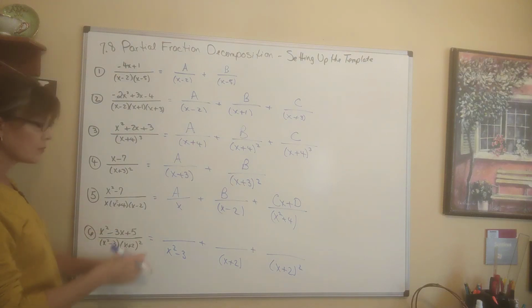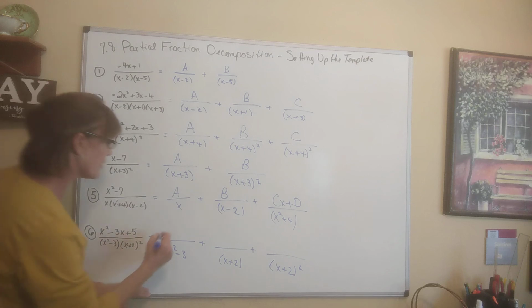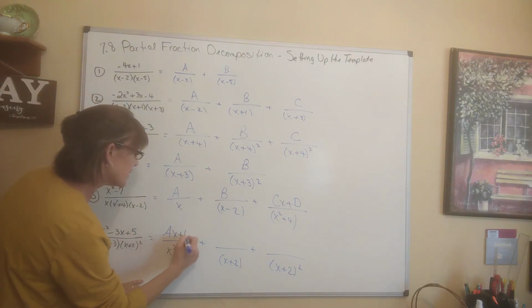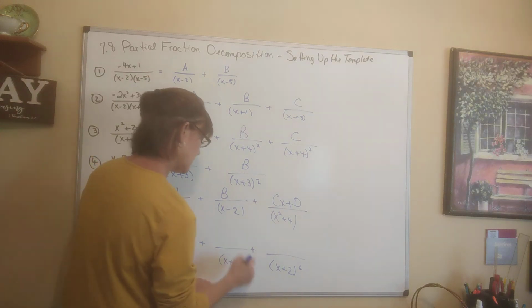All right, what goes in the numerator? This is degree 2. 1 less than 2 is 1. We need something linear here. Ax plus b is the setup. 1 less than 1 is 0. This is going to be a constant.